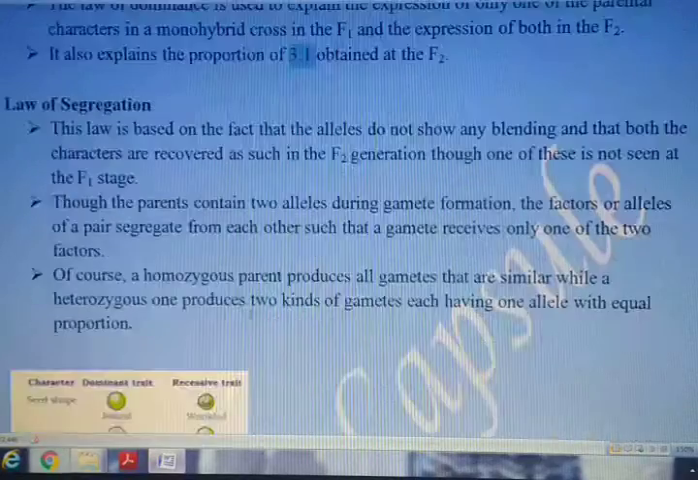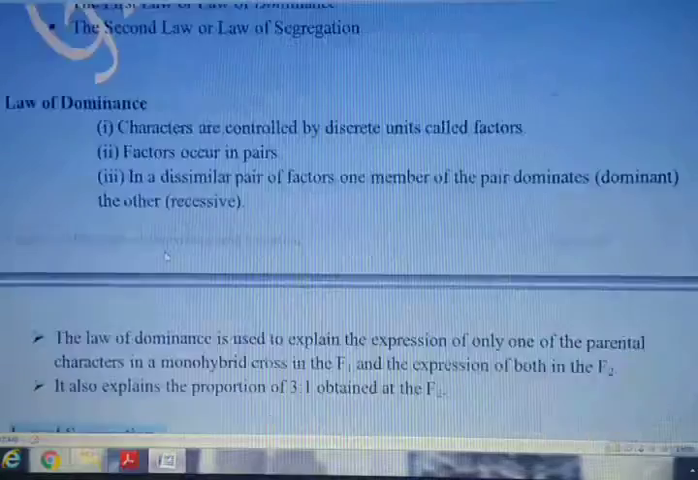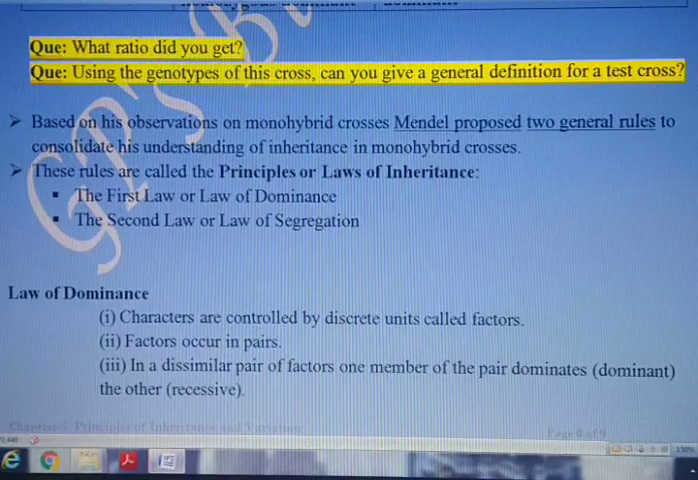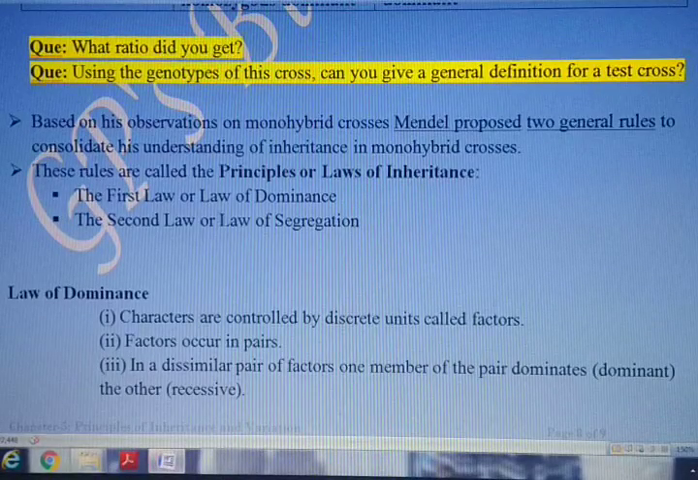The next topic is about segregation, that is the law of segregation. Second law of inheritance, and that is actually called as the law of segregation.